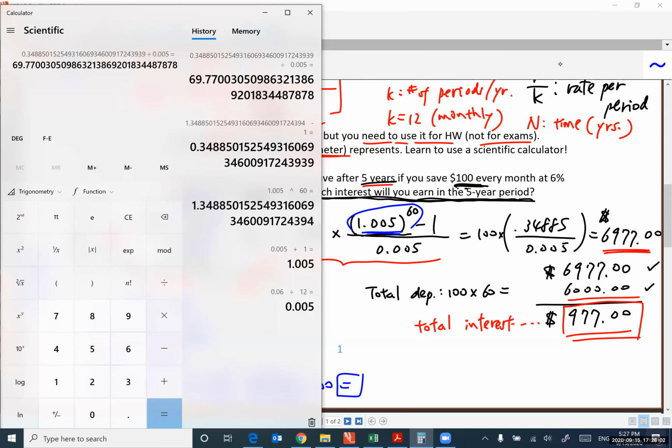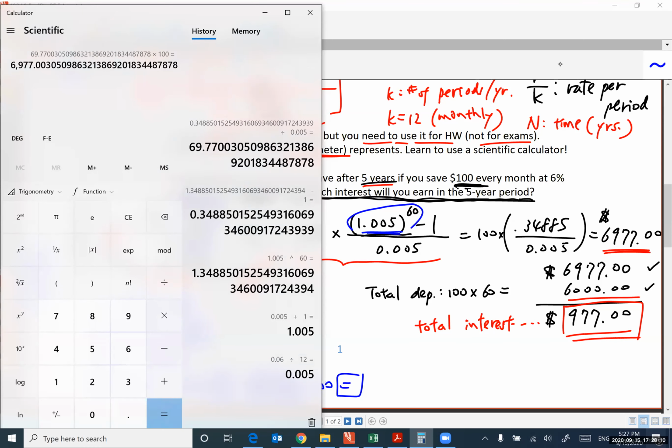All right, that is the number you multiply D by. So you multiply that by $100, and the answer is going to be $6,977.00305. But you, of course, get rid of anything that's less than a penny, and so you get $6,977.00. And that is your answer for that question.